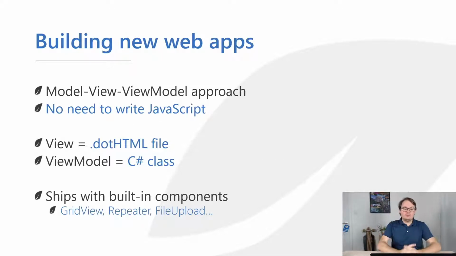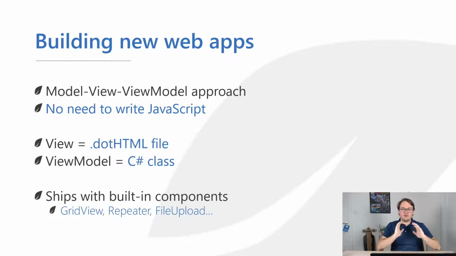So DotVVM can be used for building new web apps, and as I mentioned, you don't need to learn and write JavaScript. You can go just with HTML and C#, because the view models are just C# classes, nothing really special. You are using just normal C# files. And the views, which is basically what the user can see, it's HTML with a few syntax flavors. There are components, there are data binding expressions, because without data binding there is no MVVM. And DotVVM ships also with plenty of built-in components like grid view and repeater.